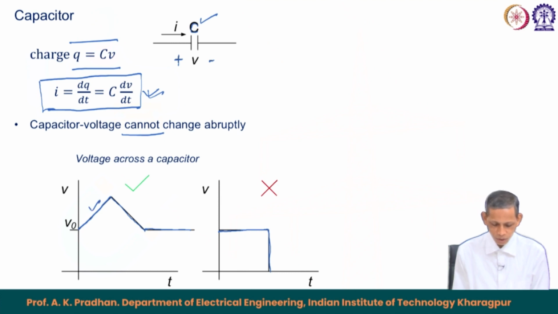If there is a variation like this, then dV by dt is limited. So, current is limited, and when the corresponding voltage is fixed, dV by dt becomes 0. So, the corresponding current becomes 0. So, the voltage across capacitor cannot change abruptly. However, voltage of the capacitor can change like this or can be steady when dV by dt becomes 0.